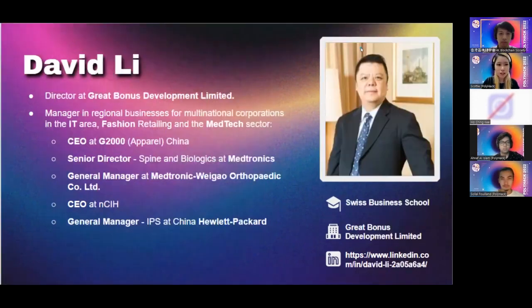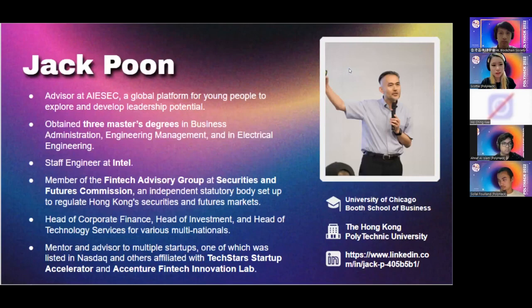We also have Mr. David Lee, who was a CEO at G2000. He's also a really, really cool person. And we have Professor Jack Kuhn, who personally has helped a lot with this PolyHack. He has a lot of good insights on fintech and DeFi and blockchain.